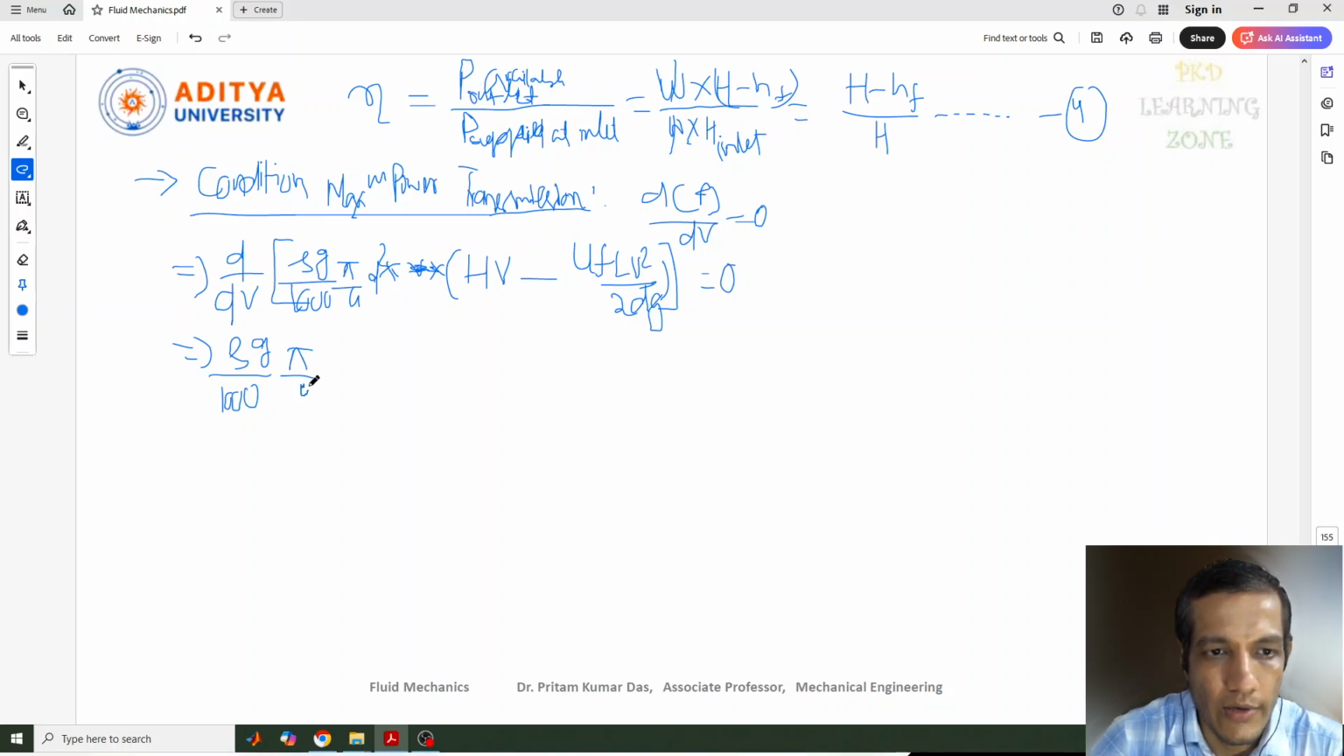There is no relation of this, all are constant only. And the derivative of HB, so dV by dB, so H will come out, so we can write this as H minus the derivative of only HB, I did, so this is V, and here 4F LV square by 2DG. So all these constant terms we can take out, and this is dV square by dV.